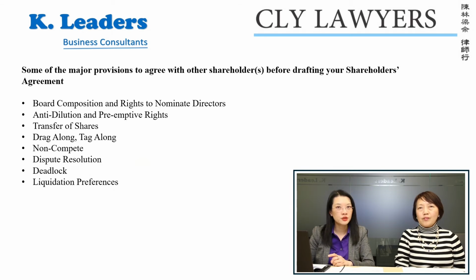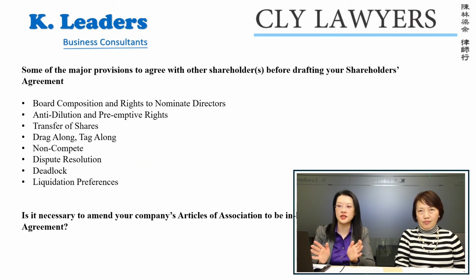Now, once you've done your shareholders agreement, is it necessary to amend your company's articles of association in order for it to be in line with the shareholders agreement? Is it required? Well, the short answer is yes, but you don't have to amend every single provision in your articles of association. You will only be amending some provisions, and which provisions to amend really depends on what has been agreed between you and the other shareholders. So I'll let Francis talk about amendment of articles of association.